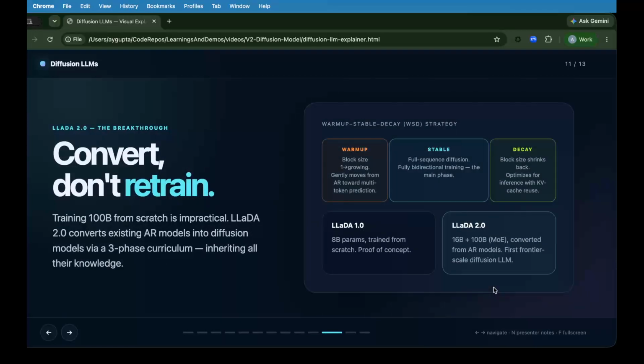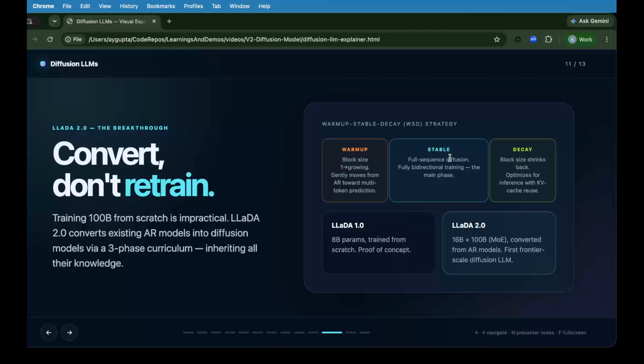Also, we can convert an LLM model to a diffusion model. There is a three-step process for this: warm up, stable, and decay. In the warm up step, we keep the block size as 1, so it behaves just like an autoregressive model where one token is predicted at a time. And then we increase this number from 1 to 4 to 16, like that, until we are able to generate the complete sequence. Then we start decreasing the block size again, so that we can utilize the KV cache and improve the performance.